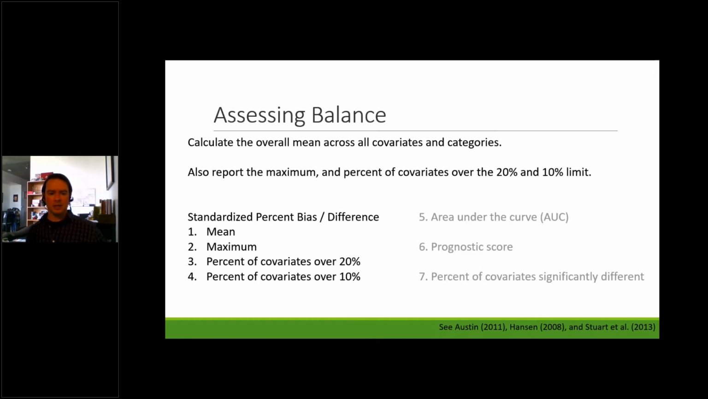You also need to calculate the percent of covariates that are over the 20% limit, and how many are over the 10% limit. So this provides the crux of the balance summary for readers and reviewers to know how different your groups are initially, and ultimately how well you're able to remove the bias.